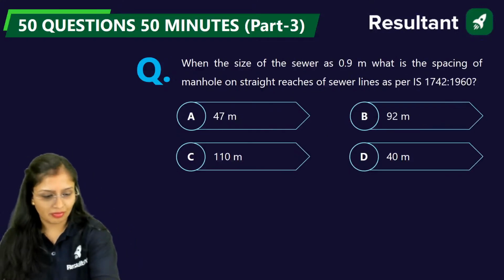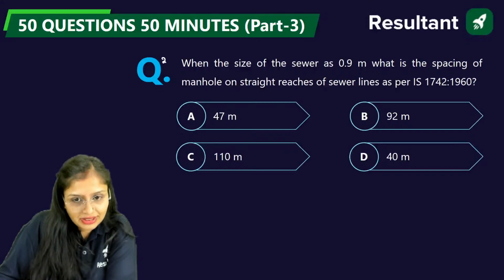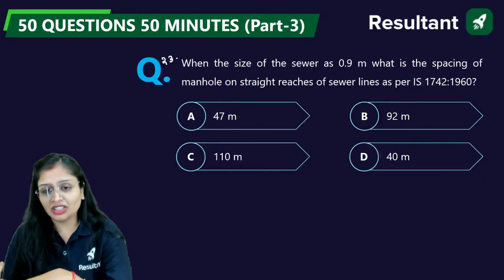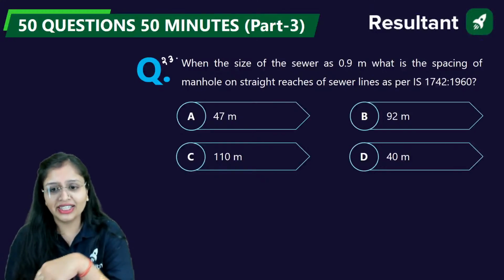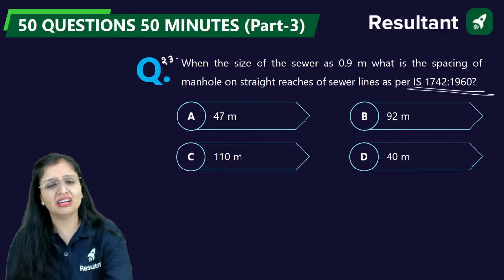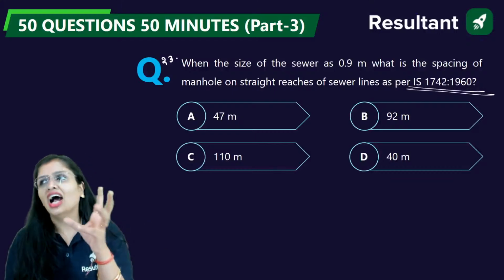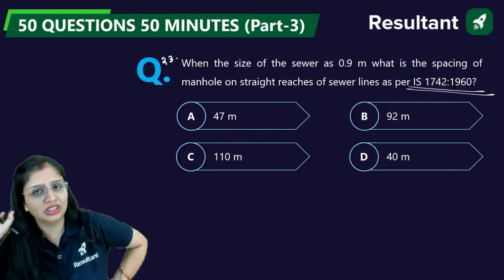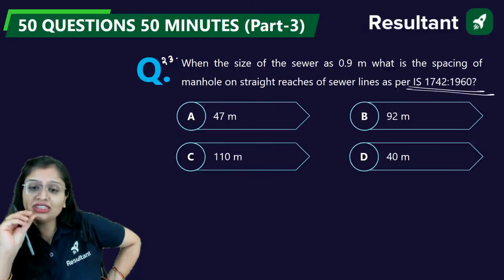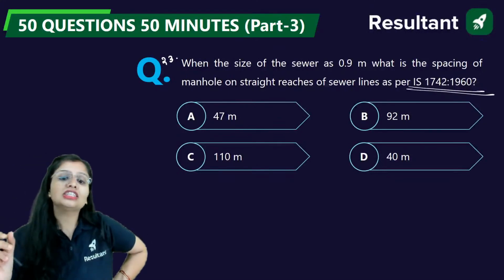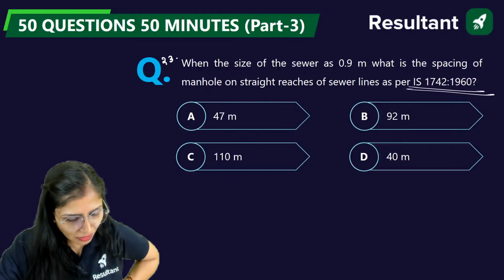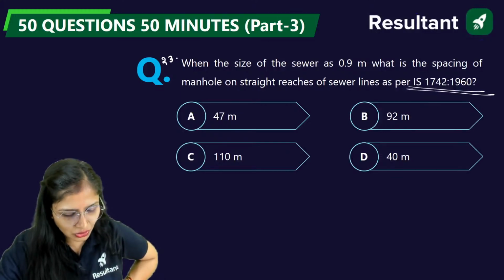Okay. Now, question number 23. Now this question, size of sewer, spacing of manholes, straight reaches, this is a database question again, most important for JE, AE, RRB JE, polytechnic lecturer papers. If you are preparing for any of them, you need to remember this. When the size of the sewer is 0.9, what is the spacing of manholes? Come on, answer. Spacing of manholes, I am waiting. Which is important that you should know at least.